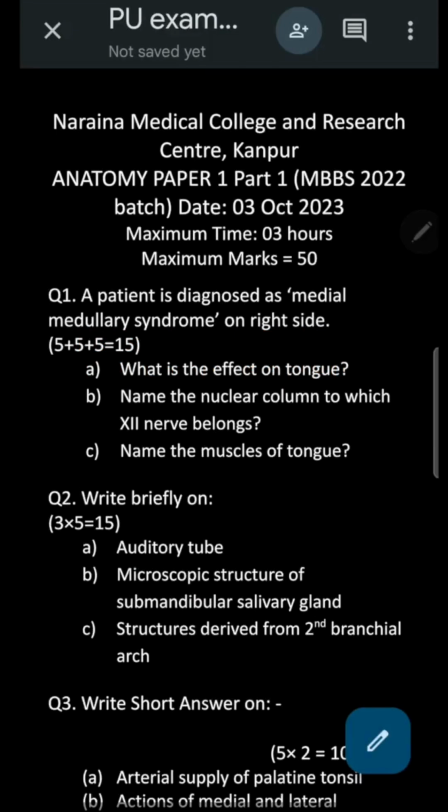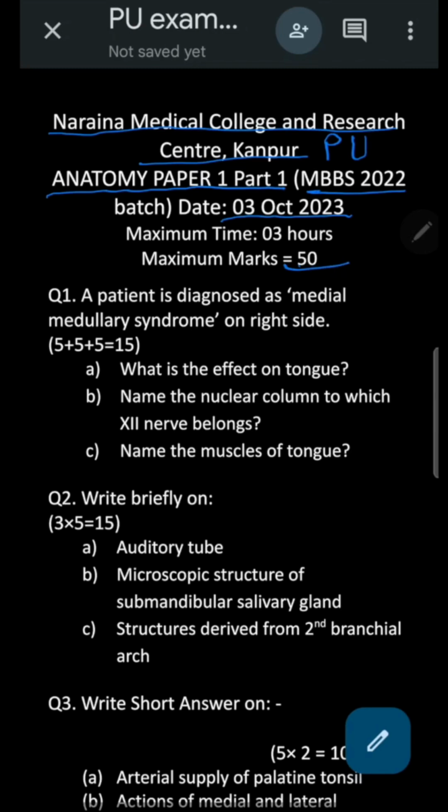Today on 3rd of October 2023 at Naraina Medical College and Research Center, Panki, Kanpur, there was this pre-university examination of Anatomy Paper-1 Part-1. Part-2 I'll be uploading separately. This exam was for students admitted in MBBS 2022 batch. So this exam was of 3 hours and the maximum marks allotted to this part 1 was 50.